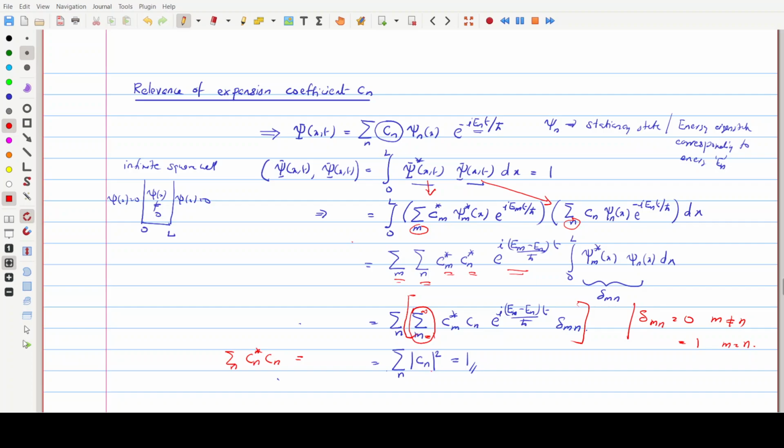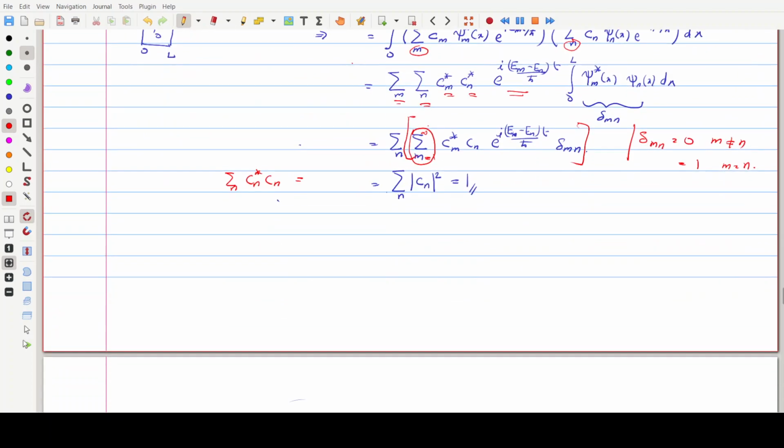So the sum of the mod square of the expansion coefficients must be unity if the wave function is normalized. If the inner product of the wave function is 1, then the sum of the mod square of all these expansion coefficients must be 1. Okay. Now, it is not yet time to interpret the meaning of this. In order to interpret this, we have to do one more thing.